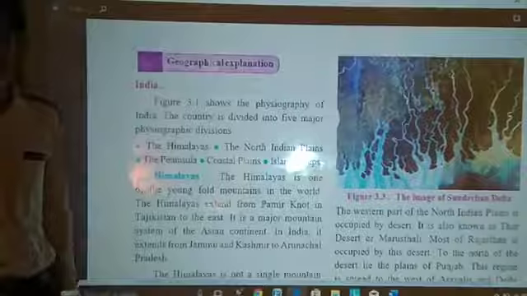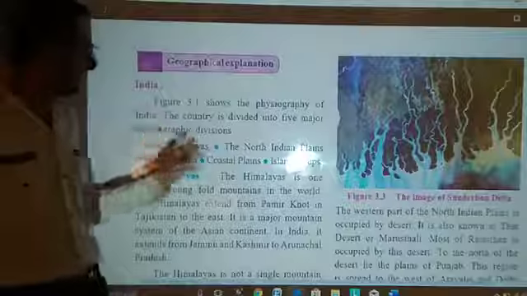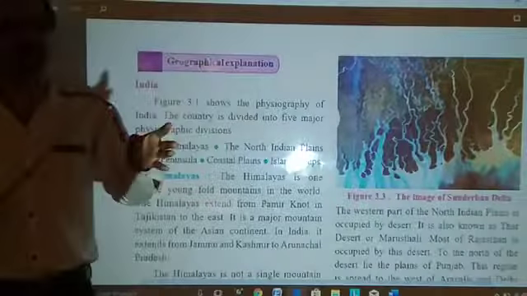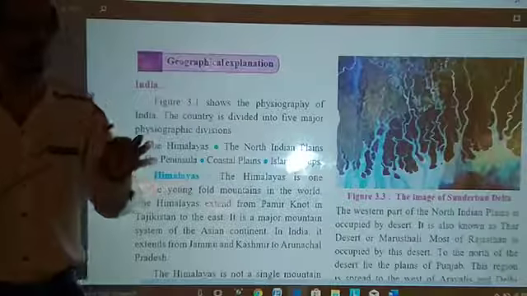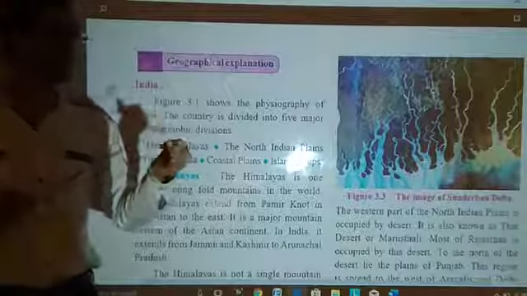Then island groups. We have 2 types of islands: Lakshadweep Island, and away in the Bay of Bengal we have the Andaman Nicobar Islands. So India is divided into 5 main physiographic divisions. First one is Himalaya, then the northern plains, then the peninsular region, fourth the coastal plains, and last the island groups.